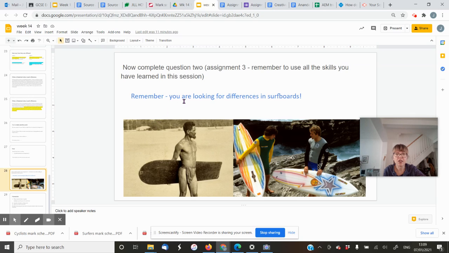And so now we're going to look at question 2. So this is assignment 3 on Classroom. So remember, use all of those skills, make good inferences, make statements to show the differences. Just as a reminder, you're looking for differences in surfboards. Don't forget to highlight those keywords in the question. So you can go now and do assignment 3, and good luck.